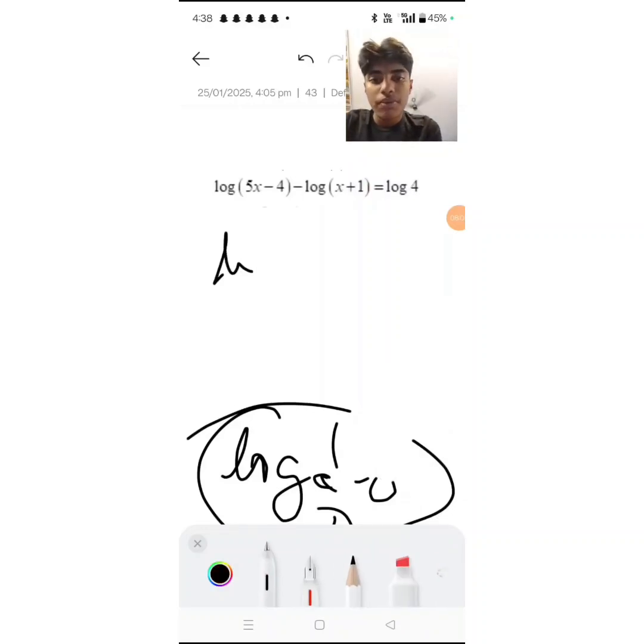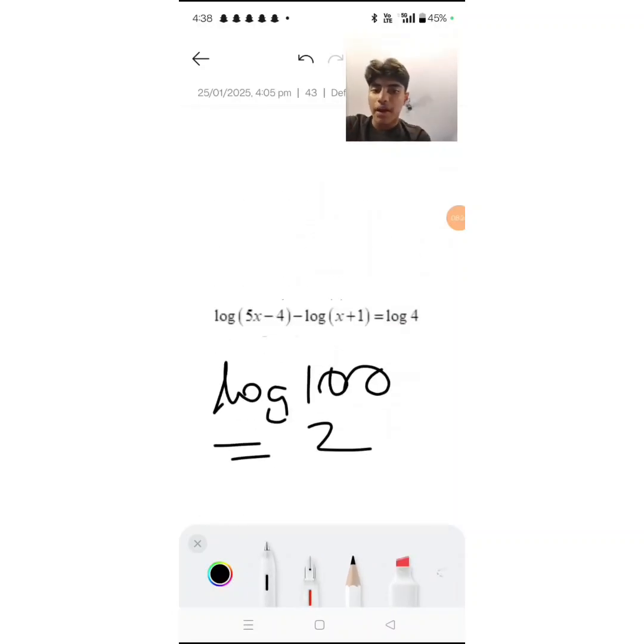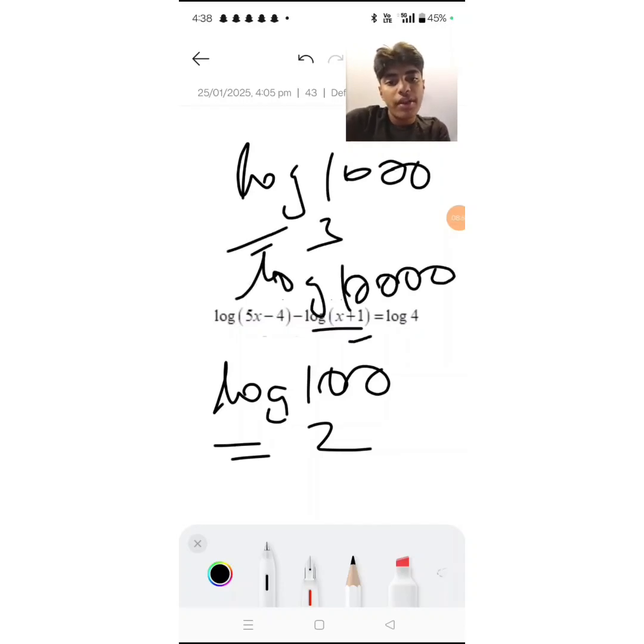We have log 10, which is equal to 1. Now, how is log 10 equal to 1? Because whenever they don't mention the base, it's always base 10, right? So base, answer, power. 10 to the power of 1 is equal to 10, right? Similarly, if you have log 100, log 100 is 2. Why? Because it's base, answer, power. Correct? So 10 to the power of 2 is equal to 100. Log 1000 is equal to 3. Log 10,000 is equal to 4, and so on.